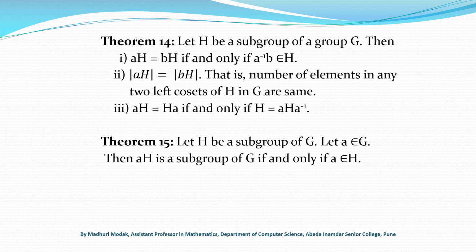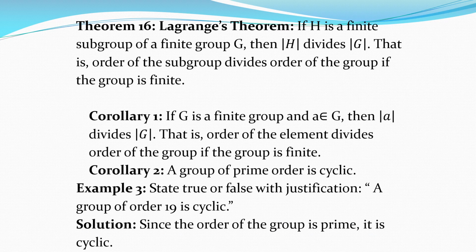Next theorem, let H be a subgroup of G, A is an element of G, then H is a subgroup of G if and only if A is present in H. Now Lagrange's theorem: if H is a finite subgroup of a finite group G, then order of H divides order of G. That is, order of subgroup divides order of the group if the group is finite. Now, from this theorem, there are two corollaries. First, if G is a finite group and A is an element of G, then order of A divides order of G. That is, order of the element divides order of the group if the group is finite.